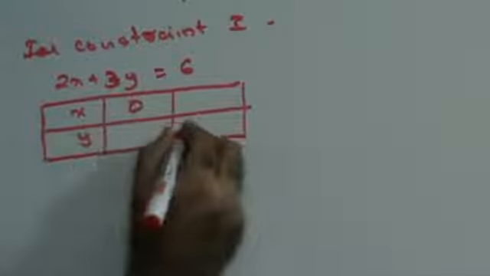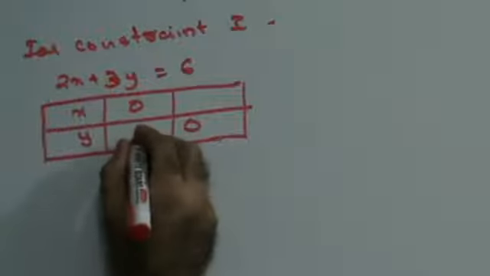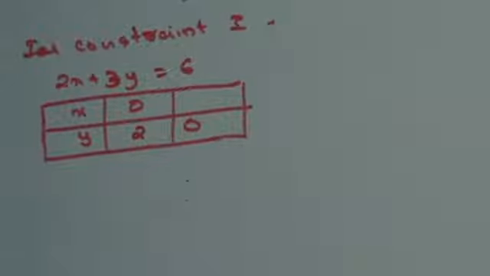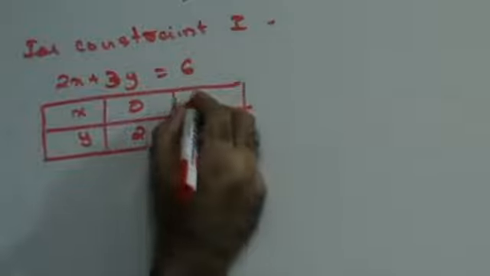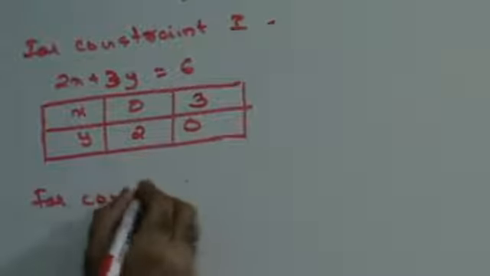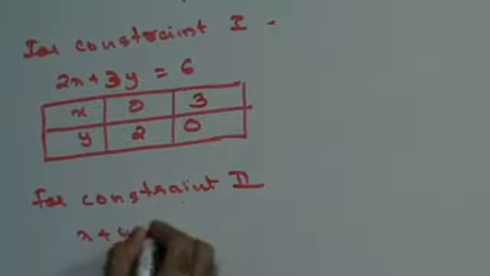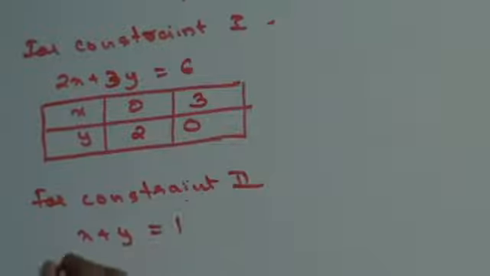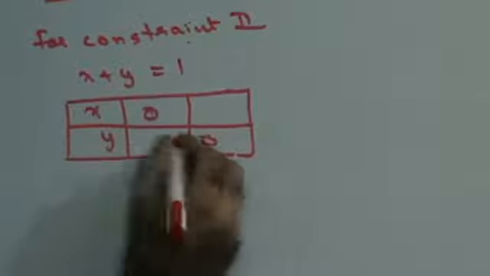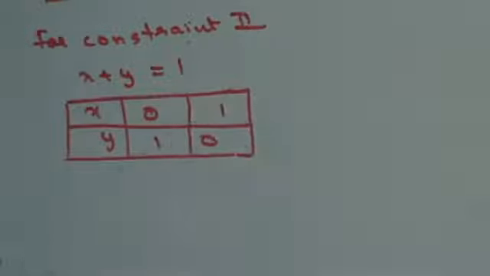x, y, 0, 0. Now, if x is equal to 0, then y will be equal to 2 because 3y is equal to 6. If y is equal to 0, then x will be equal to 3. Then similarly for constraint 2, x + y = 1. This is going to be x, y, 0, 0. If x is 0, then y is 1. If y is 0, then x is 1.